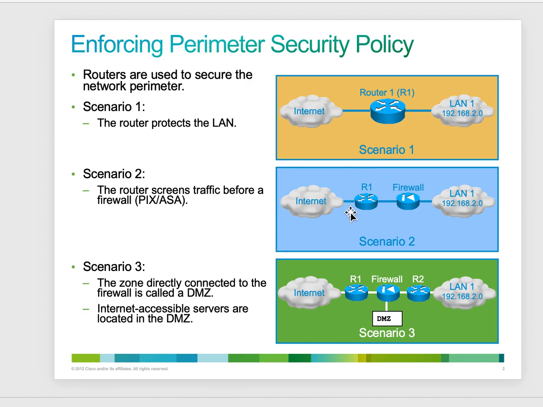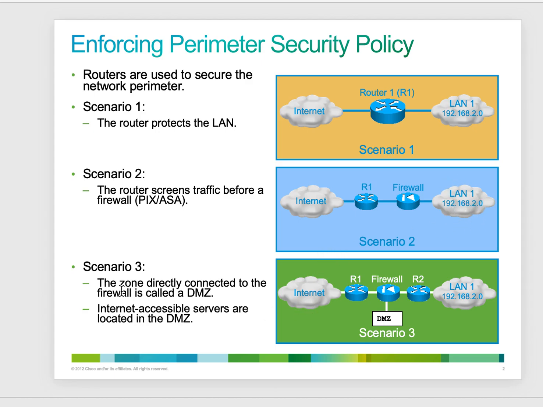Now, scenario two: the router screens traffic before a firewall. First of all, we have the internet, the public network, the wide area network, and then we have a router. Everything coming from here goes to the router. The router screens the data traffic, the data packets, before it passes through a firewall. The firewall provides protection against hackers before the traffic eventually enters your local area network, with this IP address 192.168.2.0, before it finally enters your LAN.